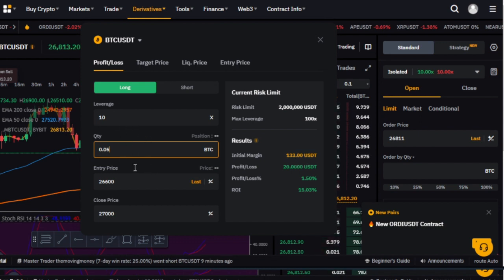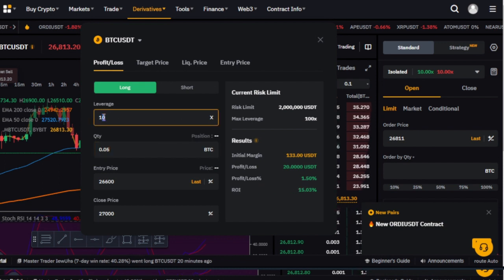So for me to take this trade, this margin is what it will cost me. Now, if the trade goes in your favor as you've predicted here, from 26,600 to 27,000, it means the market has moved by 1.5%. Because you are using 10x leverage, you multiply this 1.5% by 10, which is 15%. This 15% will give you $20. So you are making $20 out of the $133 you entered this trade with.